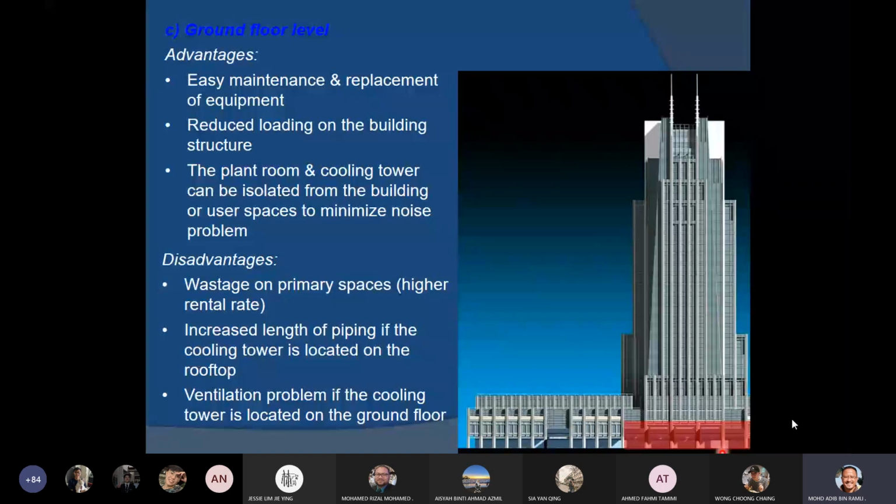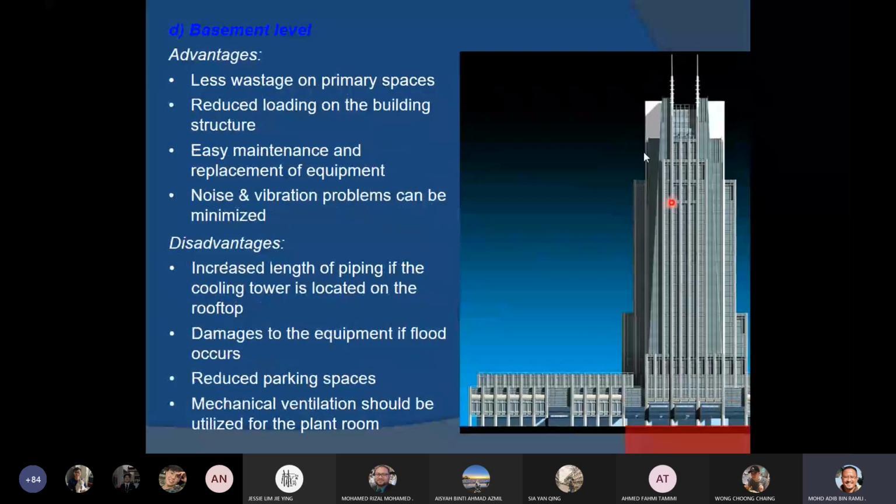Okay. Basement level, less wastage on primary space, because the primary space is on the ground level, not in the basement. Reduced loading, okay, similar to if you place it on the ground floor. Easy maintenance, okay, similar. Noise and vibration problem can be minimized, also similar. Disadvantages also similar to if you place it on the ground, increased length of piping.